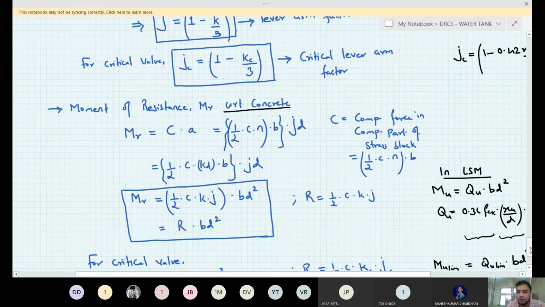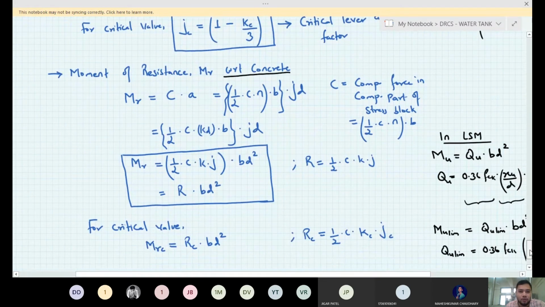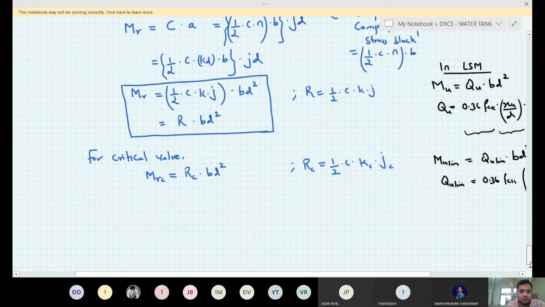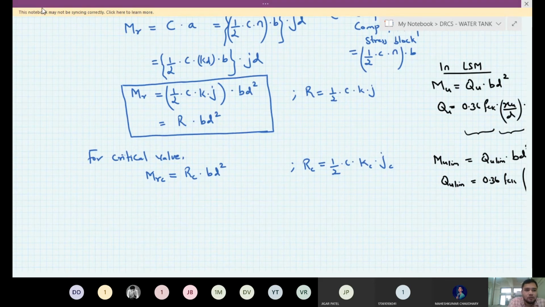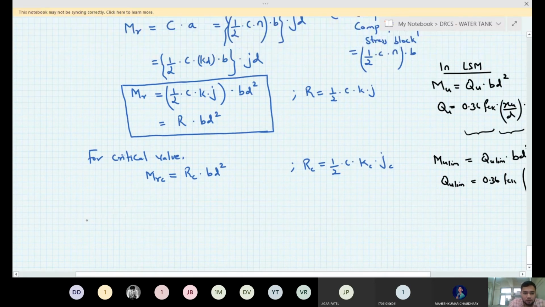Now let us formulate the moment of resistance with respect to steel.